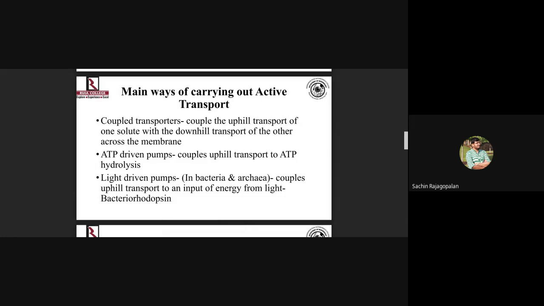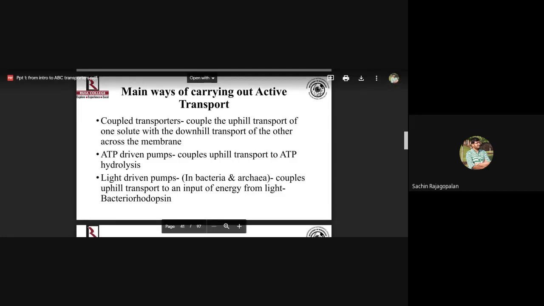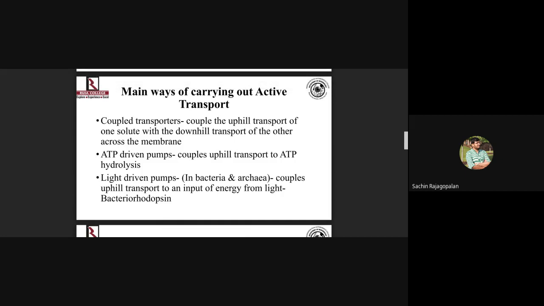Now what are active transport mechanisms? There are three major mechanisms by which active transport can be carried out. One is making use of coupled transporters. The moment you hear the term coupled, you have to understand that probably two things are being combined. So we are coupling the uphill transport of one solute with the downhill transport of the other across the membrane.